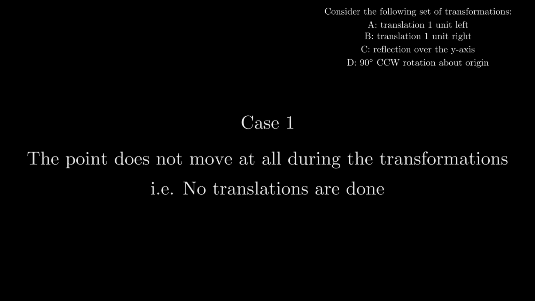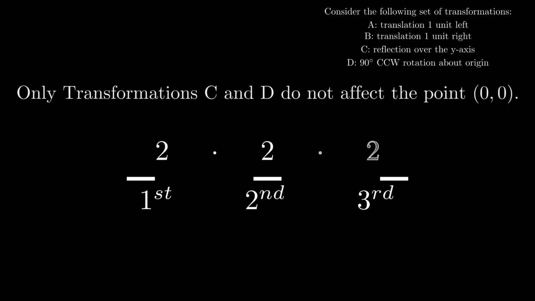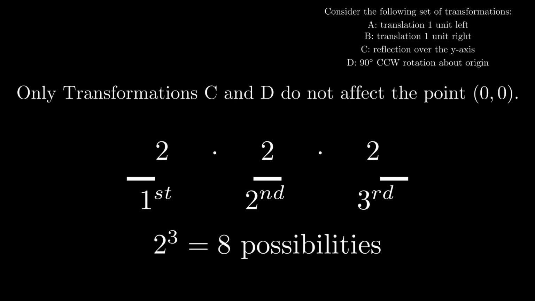The first case to analyze is when the point does not move at all during the transformations. This means that no translations can be used. Because both the reflection and rotation do not affect a point, and there are 3 transformations to apply, the number of possible permutations for this case is 2 cubed, or 8.